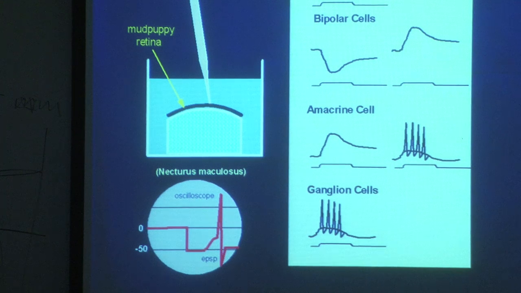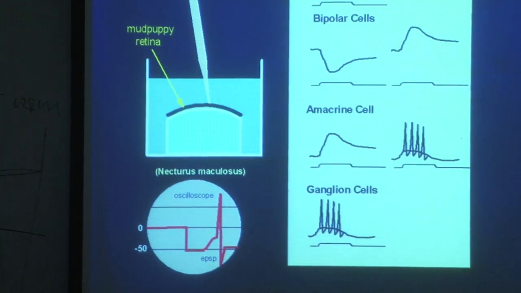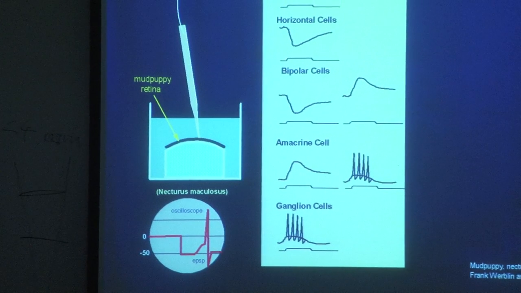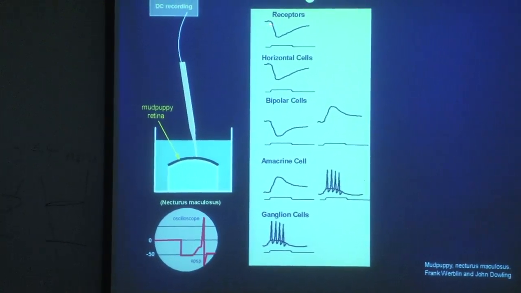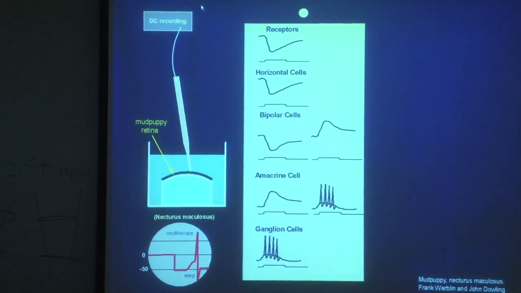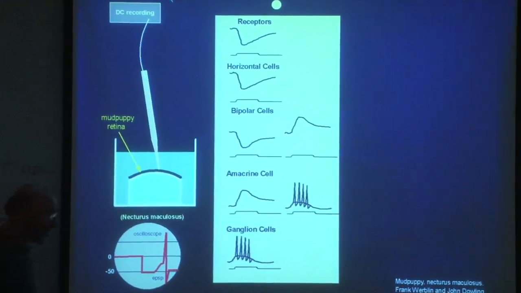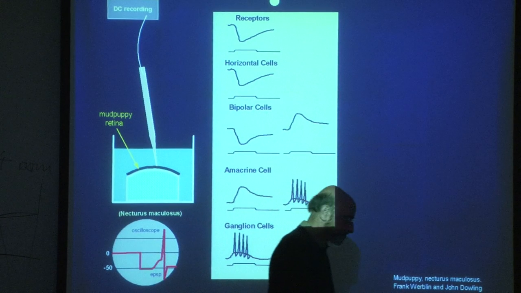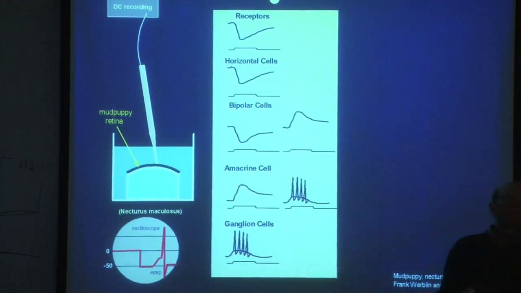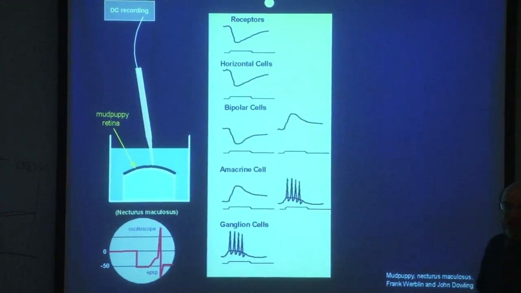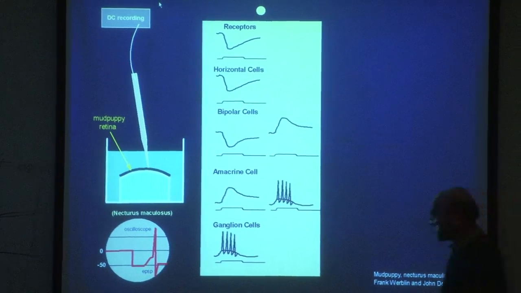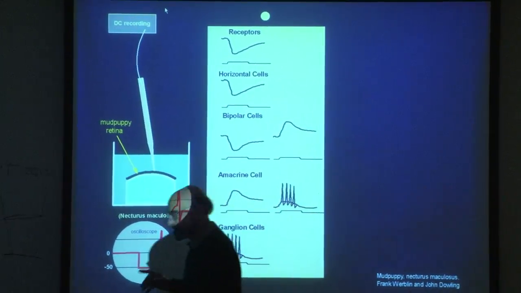So then, when they did that, they made the following central discoveries. They discovered, first of all, that receptors all hyperpolarize to light. Now, this is the opposite of what you would have thought. Because of the principle of the way cells operate, and I'm sure you know all this, but I will also describe it in a bit more detail in a minute.